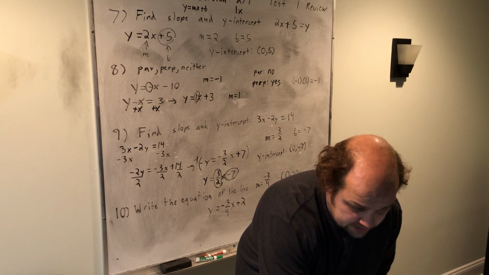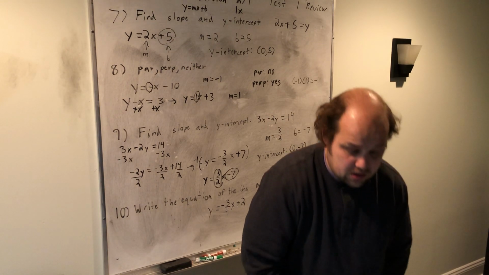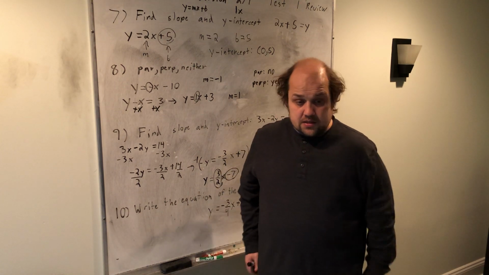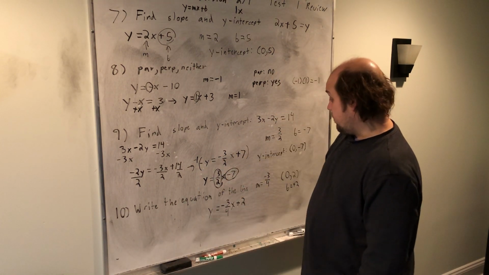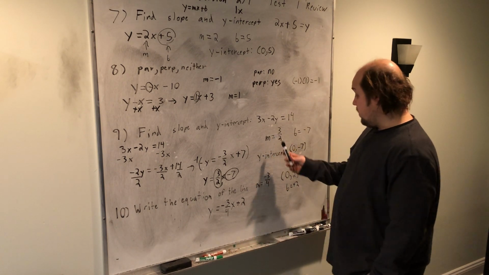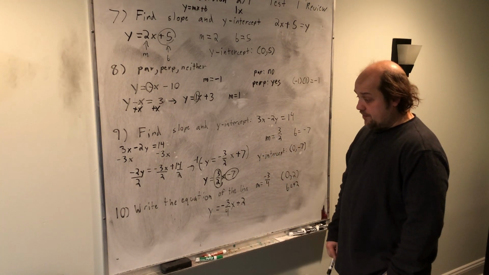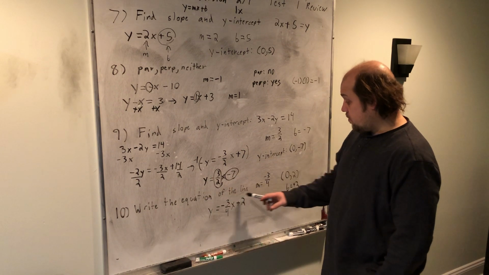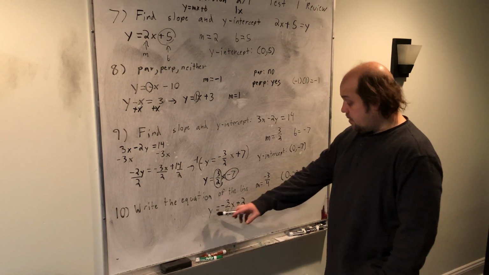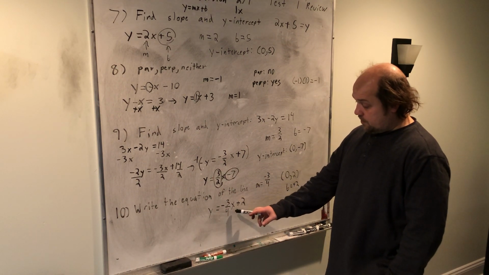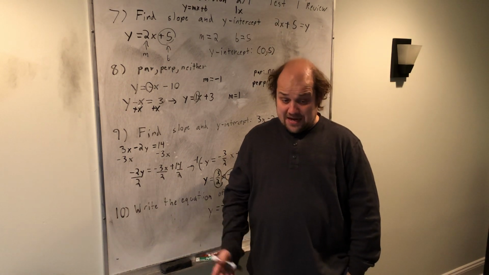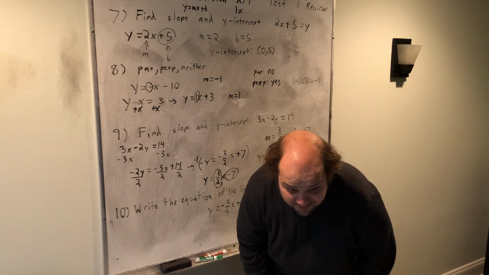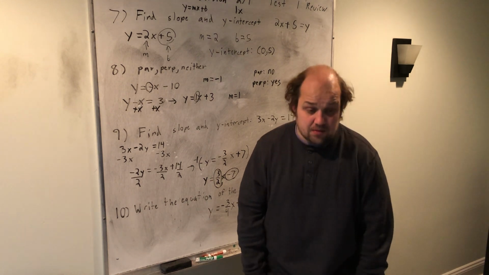So let me see if there's any questions on any of that I just did. So again, for find the slope and y-intercept for number 9, I ended up finding a slope of 3 halves, a y-intercept of 0, negative 7. And for write the equation of the line, I ended up with the equation y equals negative 3/4 x plus 2.